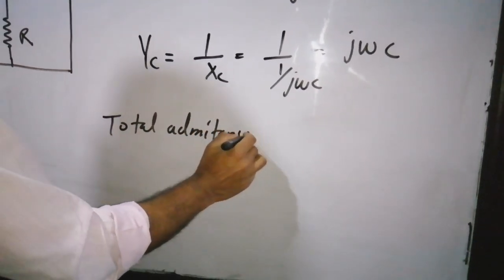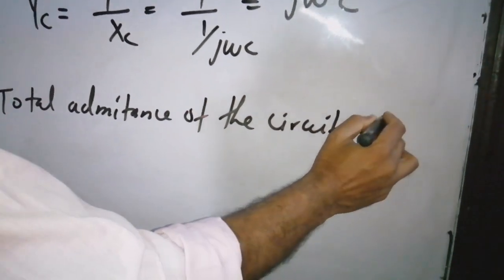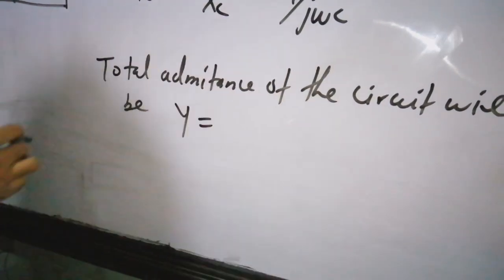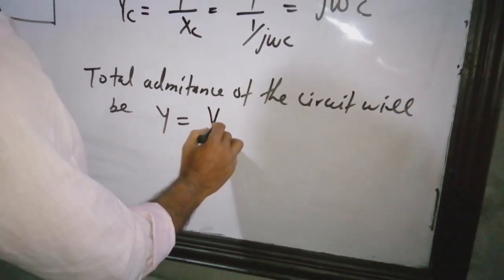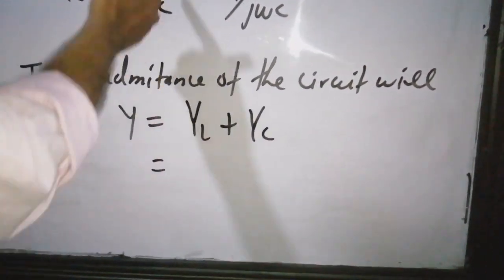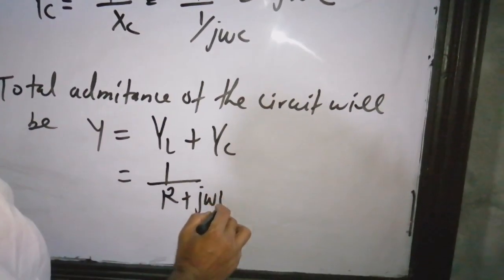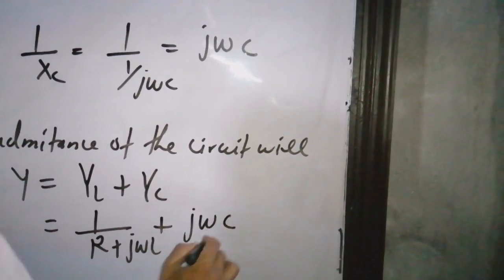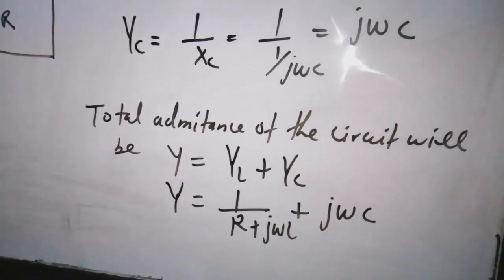So the total admittance of the circuit will be Y equals YL plus YC. We have YL as 1 by R plus j omega L, and YC, you know, is j omega C.